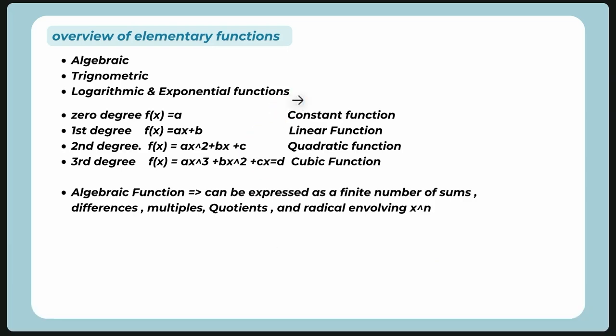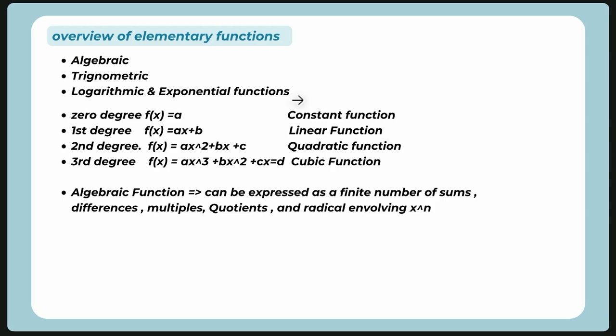Then we have the main classification of functions, like algebraic, trigonometric, and logarithmic or exponential. Then we have the overview of the elementary functions. If you have a zero degree function, your f of x is equal to a, so we have a constant function. Then you have first degree, where f of x is equal to ax plus b. So that's the linear function, which means that the exponent is equal to 1. Then we have a second degree, which is ax squared plus bx plus c. So it's a quadratic function.